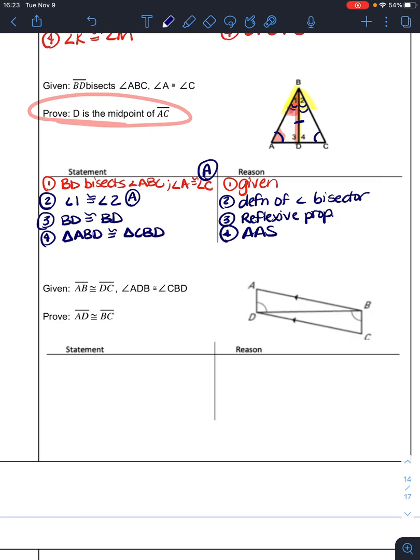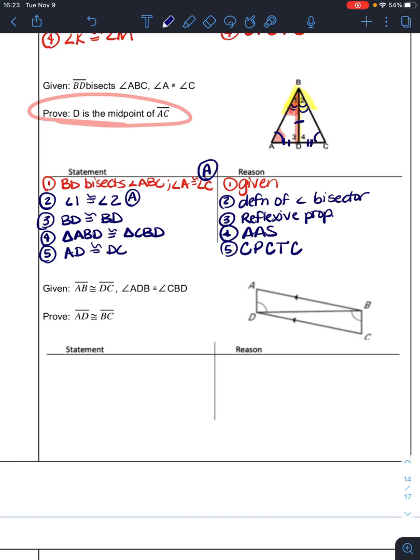Well, I just said those two triangles are the same size. Since those triangles are the same size, that means all their pieces are the same size. So what I can say now is that AD is congruent to DC. Why? Because corresponding parts of congruent triangles are congruent. CPCTC. I just said the triangles are congruent. Now I'm talking about their corresponding parts, and they're congruent also.